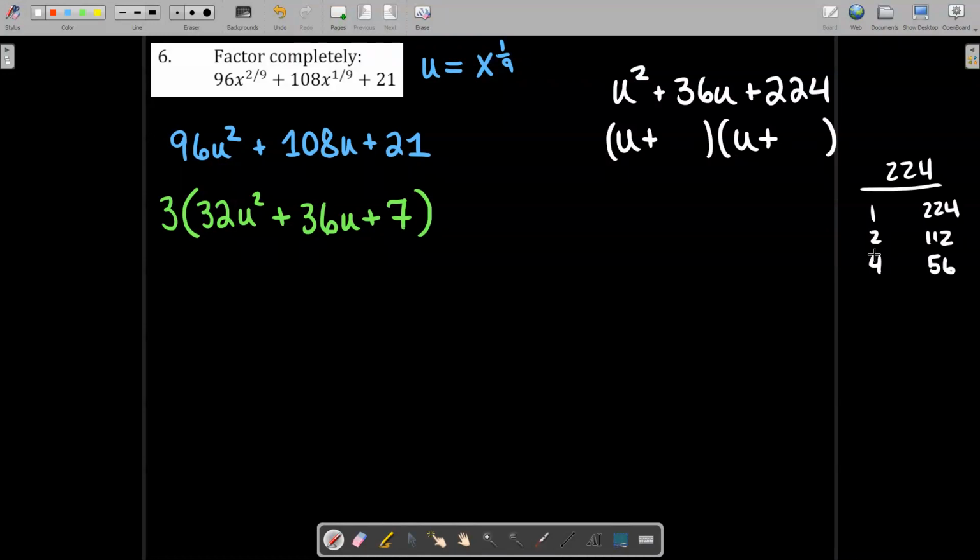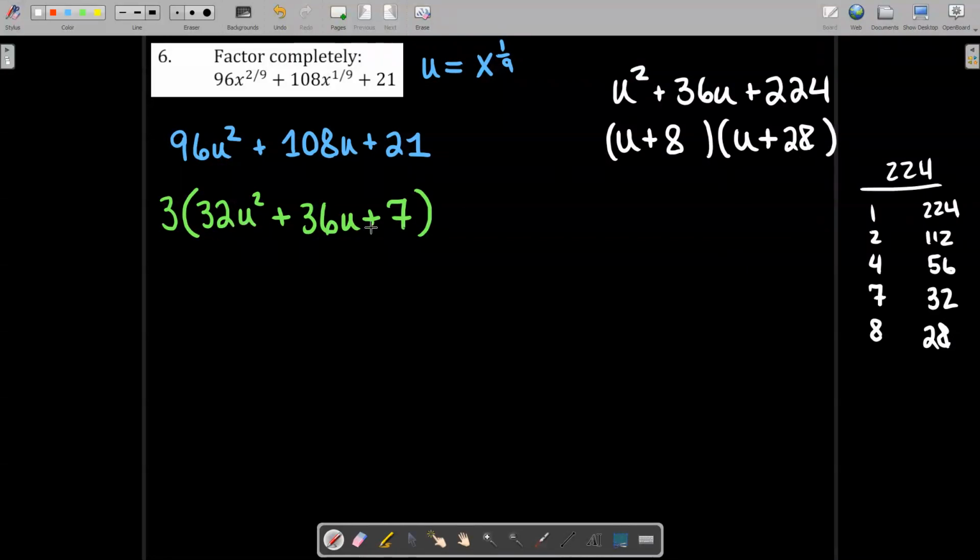6 doesn't go in because it's not divisible by 3. 7 does go in. 7 goes into 22 3 times with 1 left over and goes into 14 twice. 8 does go in because 8 goes into 22 twice with 6 left over and goes into 64 8 times. And there's probably a lot more combinations, but this is the one we're looking for. 8 plus 28 is 36. So 8 and 28. And now this is the factored form of this trinomial.